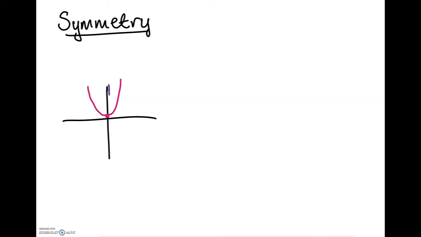Well, if you look at the y-axis, you can see that when this parabola reaches its vertex, it sort of reflects. So this left half is reflected on the right half, and all of it reflects across the y-axis. It's sort of as if you have a mirror.